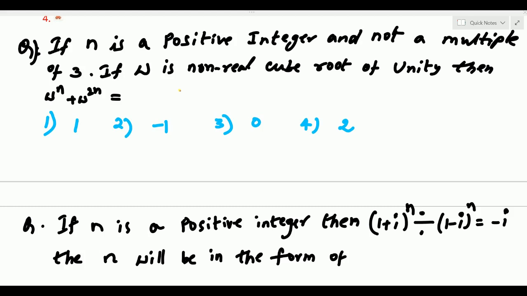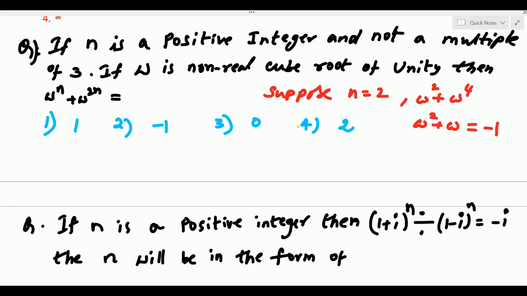Now, simple. He said n is not a multiple of 3. So suppose n is equal to 2. By the trial and error method, that is, using tricks. Suppose n is equal to 2, we can take any value that is not a multiple of 3. If n is 2, omega power n is omega square, plus omega power 2n is omega power 4. Omega power 4 we can write as omega into omega cube, which is 1. What is this result? Yes, it is exactly -1.